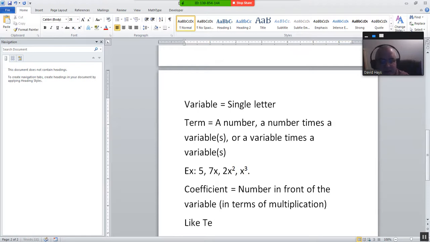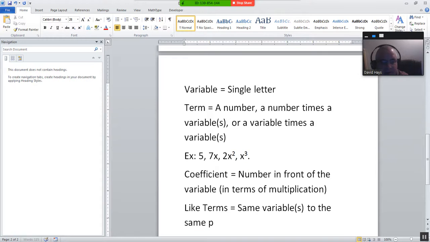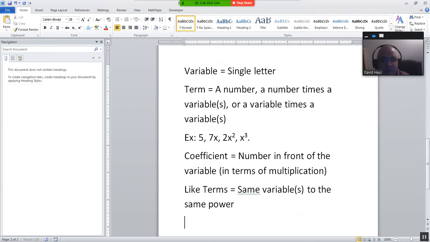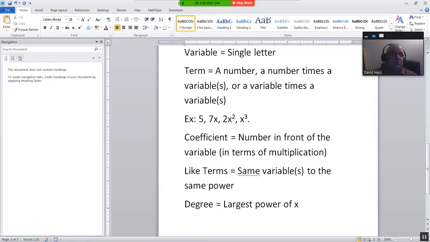Now we're going to be taking a look at like terms here shortly. Like terms is where you have the same variables to the same power. And this is really not just like terms, but like items. You can think of it that way. And one last quick definition here. Degree is your largest power of x. In intermediate algebra, perhaps, if you took that class, you saw that it's a little bit more than that. If you had different variables, you'd have to add together your exponents. But for purposes of this class, that's going to be our best definition to work with.